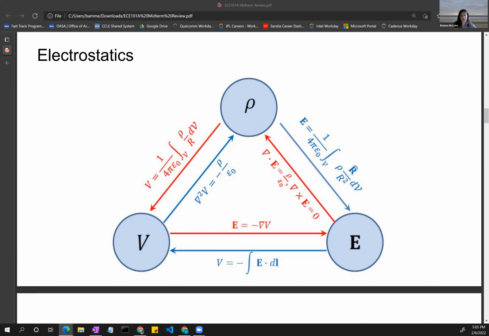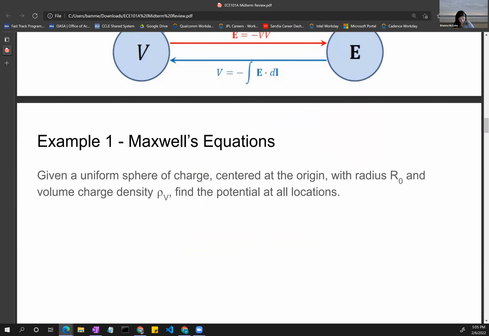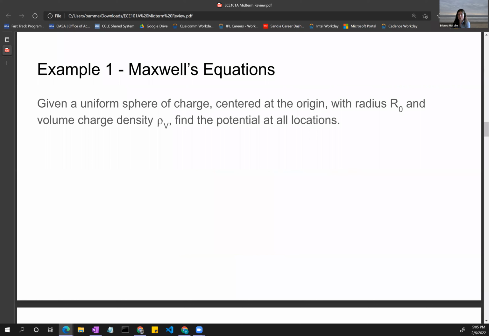So we're going to start off with our Maxwell's equation example, and also feel free to stop me if you have any questions. I can see the chat, and also if you just want to raise your hand or unmute and speak up, that's fine too.